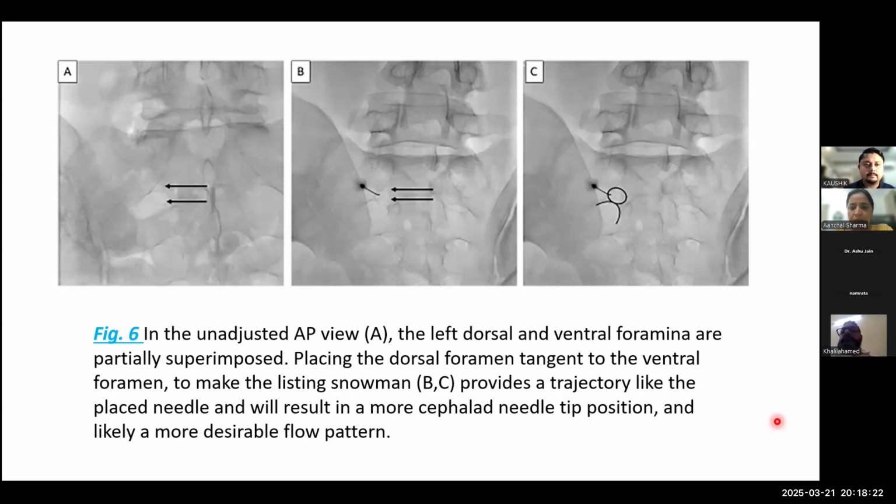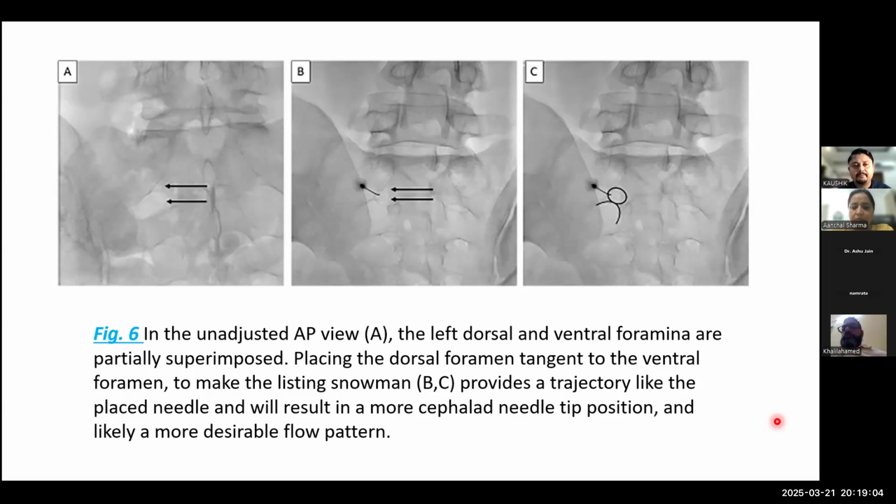So if you see the first slide on the left side, and you see the disc of L5 vertebra, it is not properly squared. So in this, though you can see the foramen in AP, the anterior foramen is not overlapping with the posterior foramen. The ventral foramen is not overlapping with the dorsal foramen. Your needle will not go through S1, and there will be a problem.